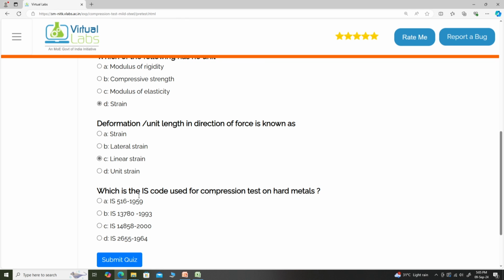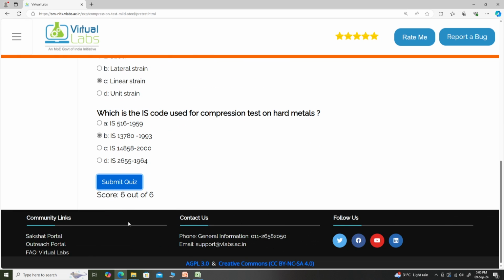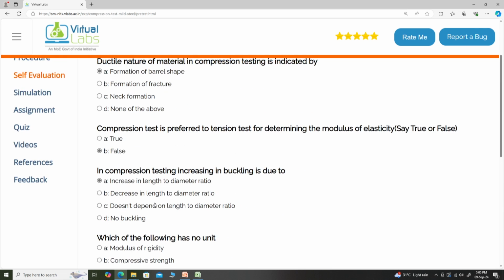Then which IS code is used for compression test on hard metals. There are different IS codes which are used for specimens for the compression test, and for the hard metals it is IS 13780-1993. I have submitted the quiz. I have gotten 6 out of 6. That means all the answers are correct.